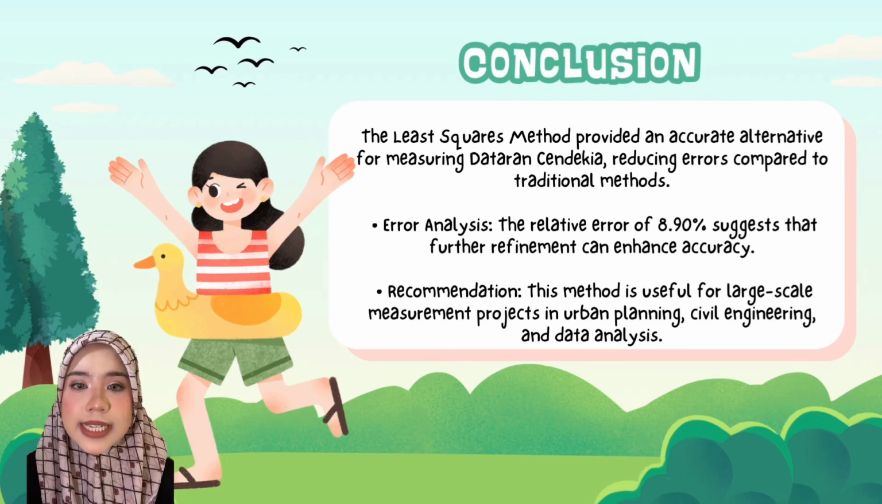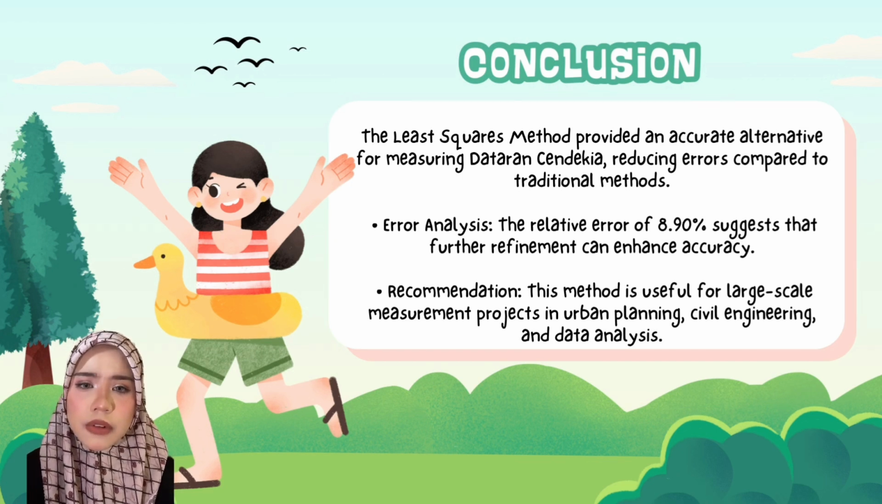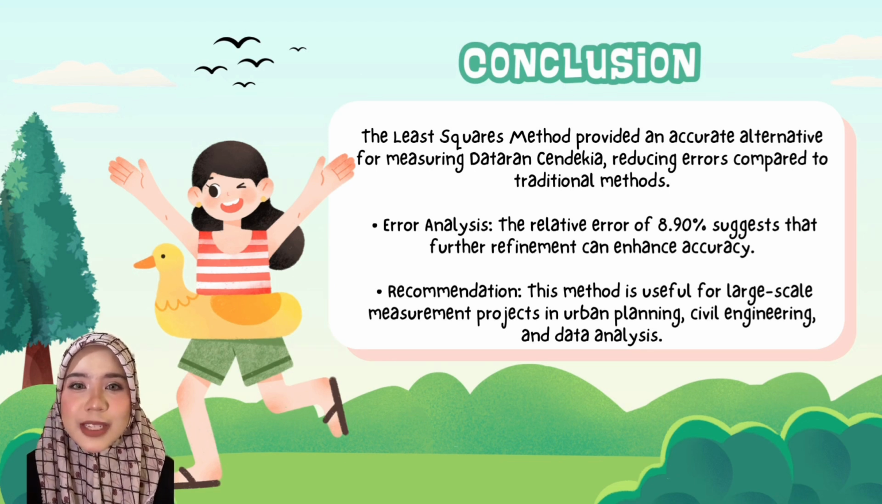for improvement. For the conclusion, the least square method proved to be an effective tool for measuring dataran cendekia, offering a more accurate solution compared to traditional methods. However, our error analysis showed a relative error of 8.90%, suggesting that further refinement of the model could improve its accuracy. We recommend using this method for large-scale measurement projects, especially in urban planning, civil engineering, and data analysis.